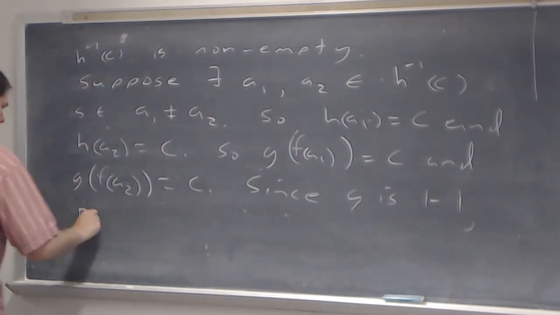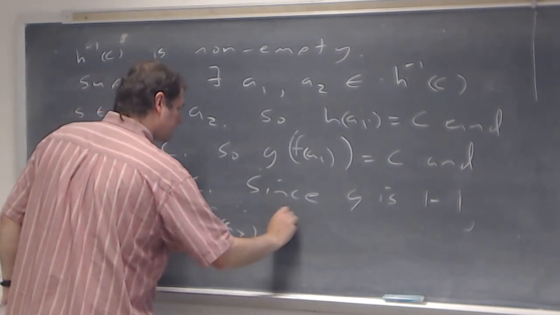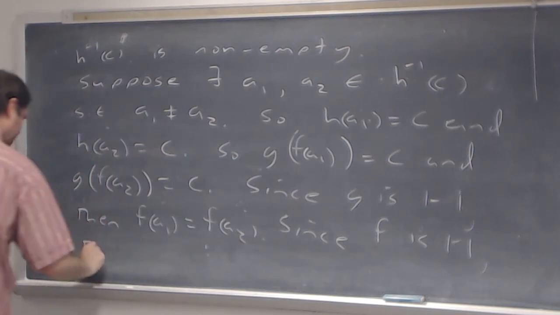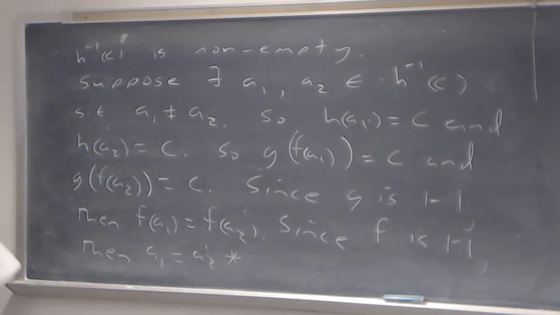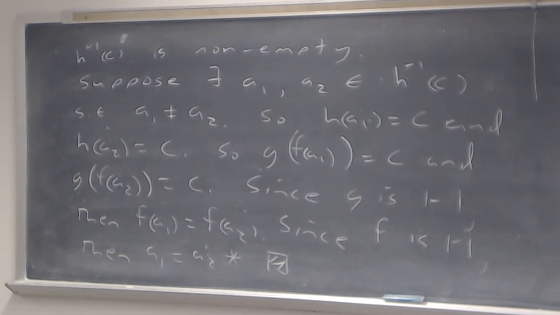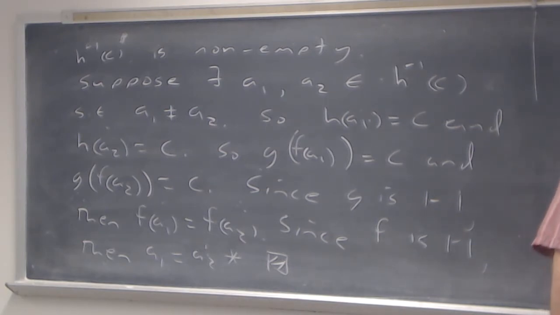Okay. But since G is 1 to 1, that implies F of a1 must be equal to F of a2. Since F is 1 to 1, then a1 has to equal a2, but that's a contradiction. So that is the proof. And we have shown that equivalence between sets is an equivalence relation. We'll talk about definitions of certain types of sets, classifications, if you will, certain classifications of sets.